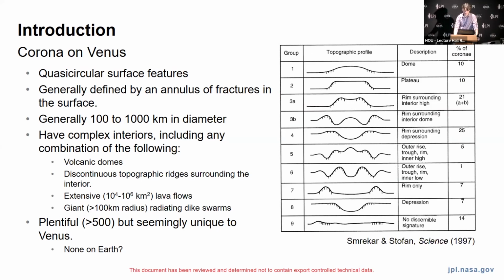This is from Sue's Science paper that shows schematically various topographic profiles that have been observed for corona. And these hatches are where fractures are recorded to occur on these topographic profiles. So ideally, any model of corona formation should be able to somewhat replicate this.